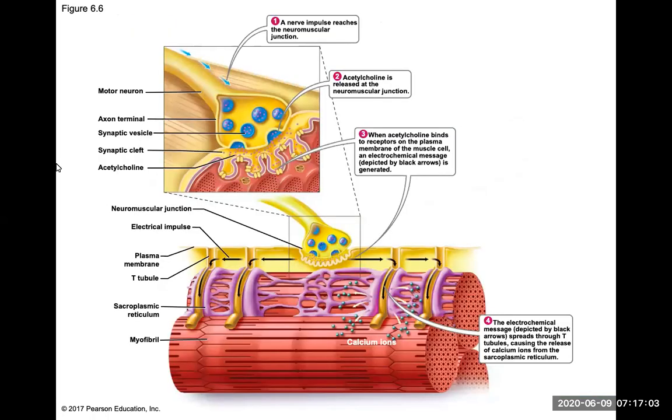And then just a review of what happens at that neuromuscular junction: how acetylcholine is released, binds to receptors on the muscle cell, changing it to an electrochemical message, which then gets sent. It's shown as black arrows down the T tubules into the sarcoplasmic reticulum, basically telling your calcium ions to be released because calcium is what we need for muscle contraction.